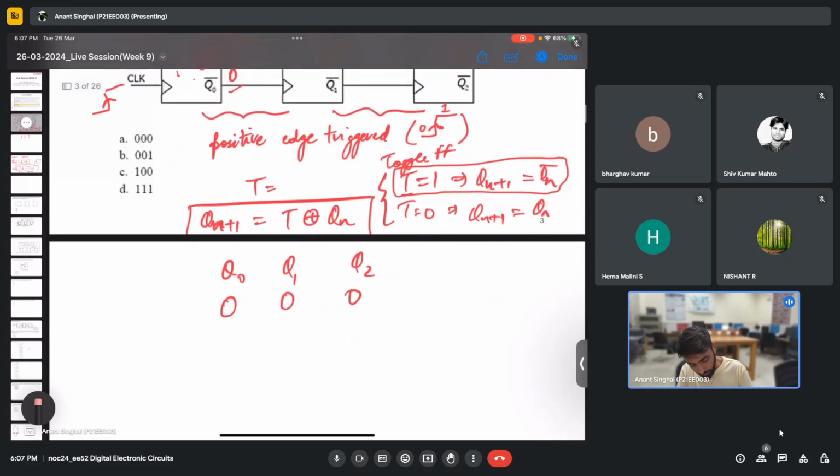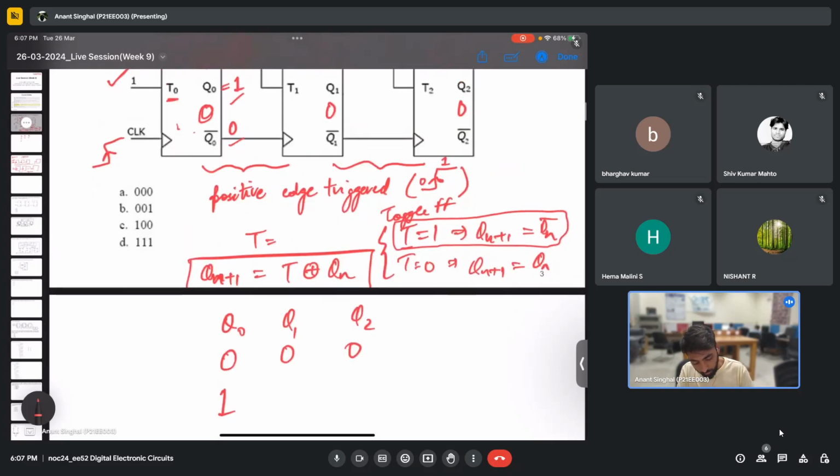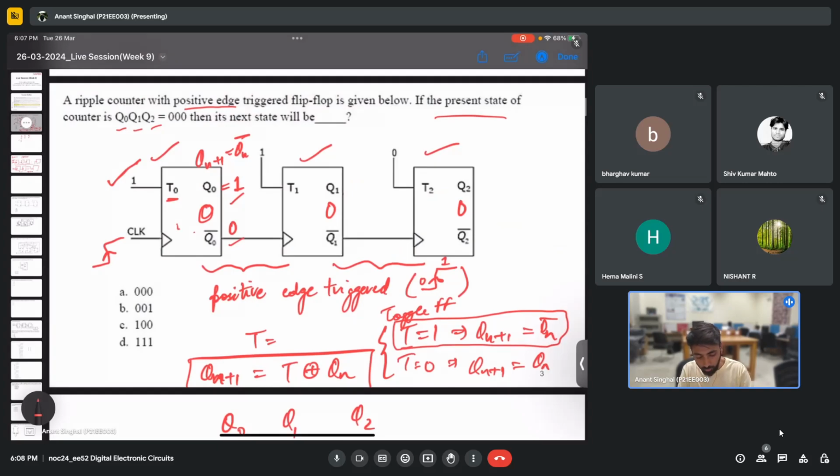So basically q naught has been changed to, I'm now writing here, 1. Only after getting the output of q naught can we get the output of q1. Now you can clearly see here the clock has changed to 0. So this is a negative edge, not a positive edge. This clock will get triggered only if you get a 1 here. So this clock will not work. What does it mean? Even if t1 is 1, this next state will remain the same as the previous state. So it will still remain 0. So q naught bar will be 1.